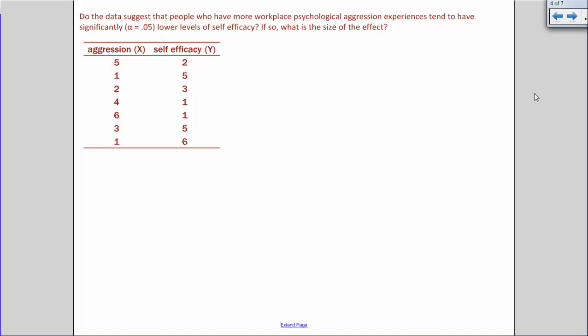So let's go ahead and work through this problem. First we want to state our hypothesis. In this case, we actually have a one-tailed test. It doesn't say that Christine expects a negative correlation, but you have to be able to identify that she's expecting one, because she thinks that more workplace psychological aggression experiences will have significantly lower levels of self-efficacy. More workplace aggression, more X, thinking it's going to be related to lower levels of Y. So this is a negative correlation.